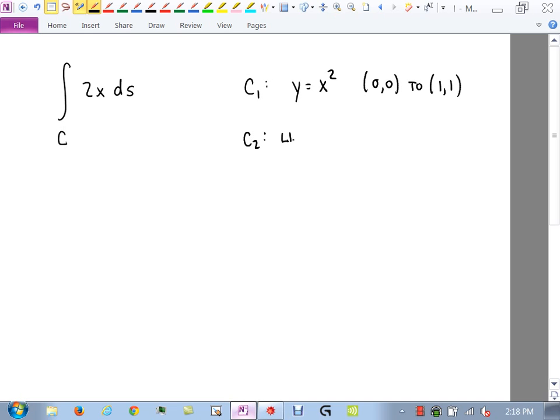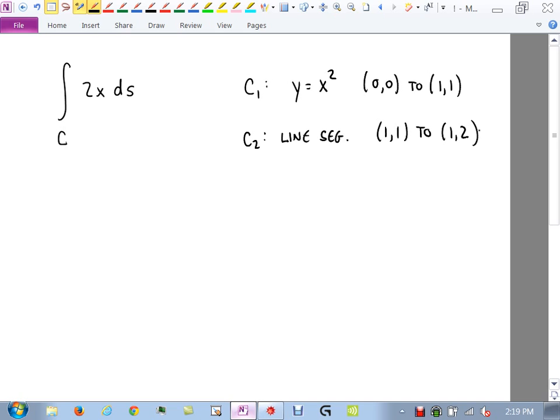We have the integral over C of 2x ds. C1 is the parabola y equals x squared from (0, 0) to (1, 1). And then C2 is the line segment from (1, 1) to (1, 2).